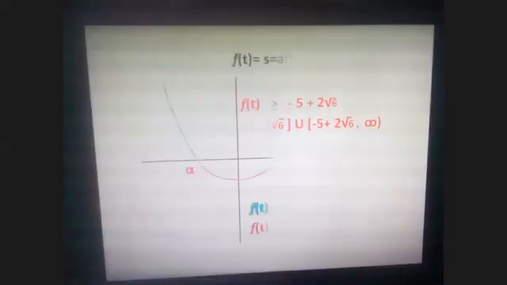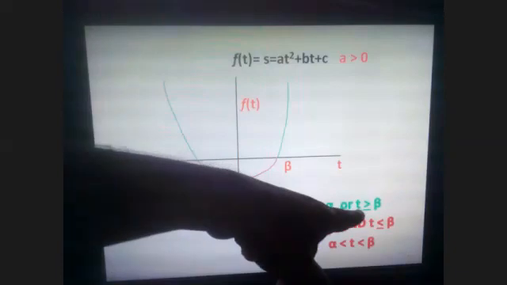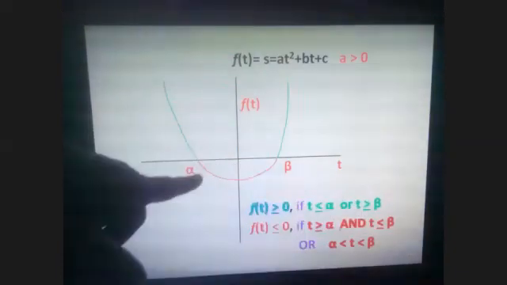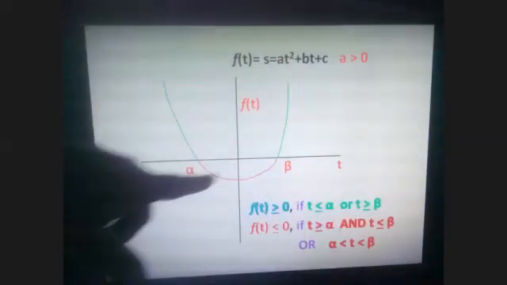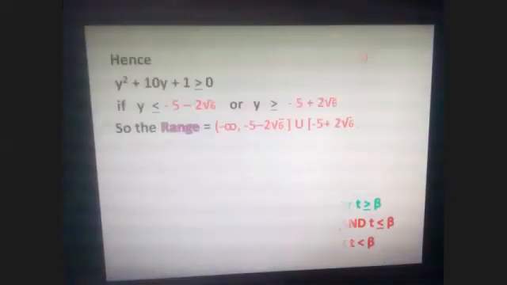I'm referring to this: less than or equal to alpha or more than or equal to beta. Your alpha is minus 5 minus 2 root 6, beta is minus 5 plus 2 root 6. Okay, both values may be positive or negative, that is immaterial. I'm just taking a general case here. Okay, so that is the range of this.